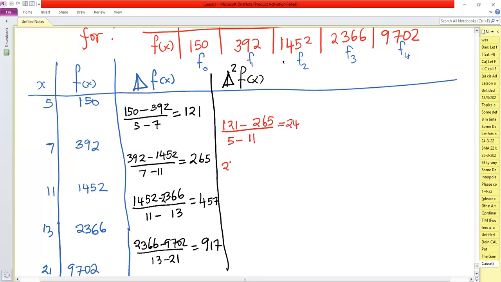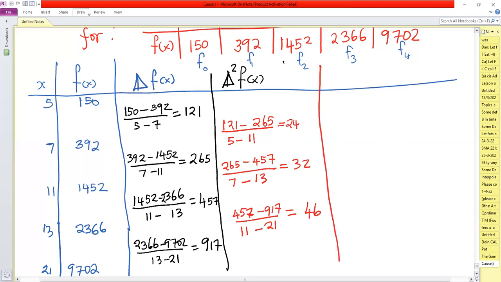Next will be 265 minus 457. For 265, the lower number is 7. For 457, the upper number is 13. So when you work this out, you get 32. For this other difference, it will be 457 minus 917 divided by, for 457, the lower number is 11. For 917, the upper number is 21. When you work this out, you get 46. So that is how we define the second divided differences.